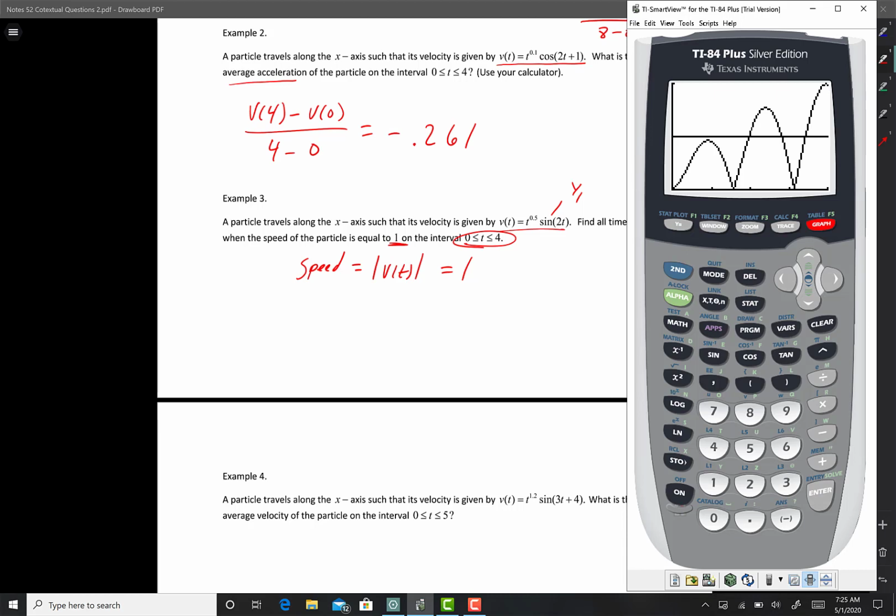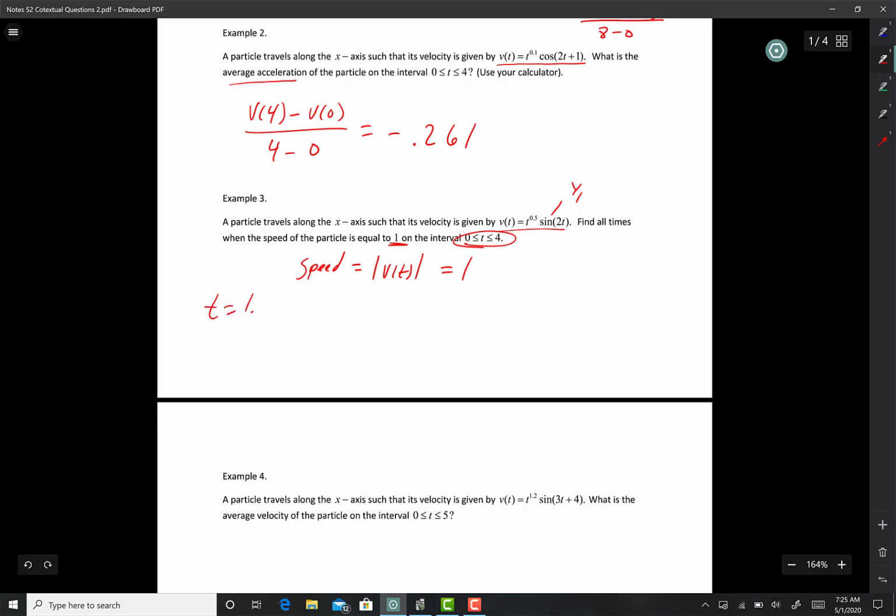It looks like there are 3 values. And the way to find those values, guys, is to do the intersection here. So I'm going to go second calculate number 5, intersect, enter, enter, enter. That's going to give me my first one there. So there it is, 1.967. It's 8 if it's rounded, but 1.967. So t equals 1.967, comma.